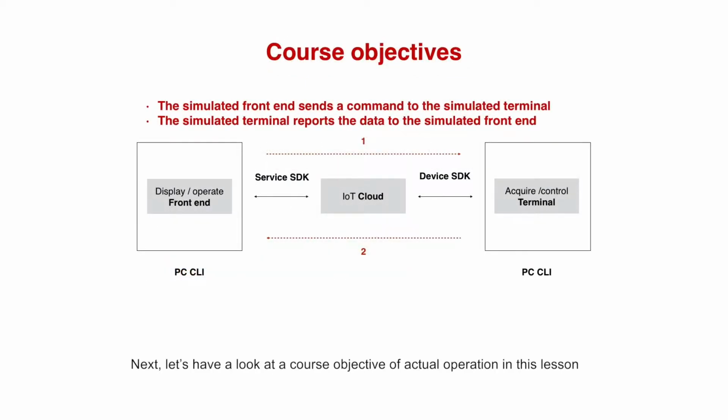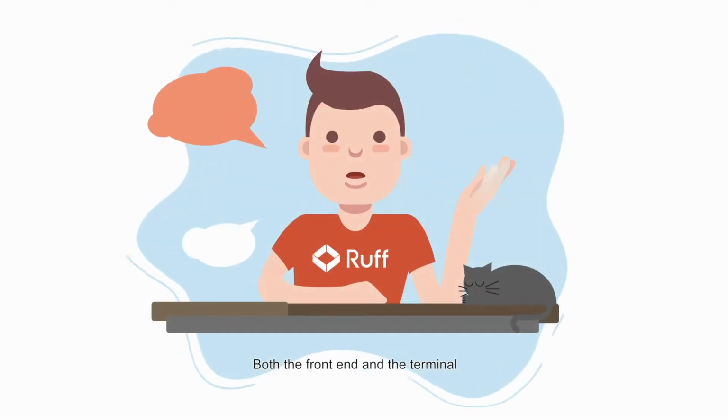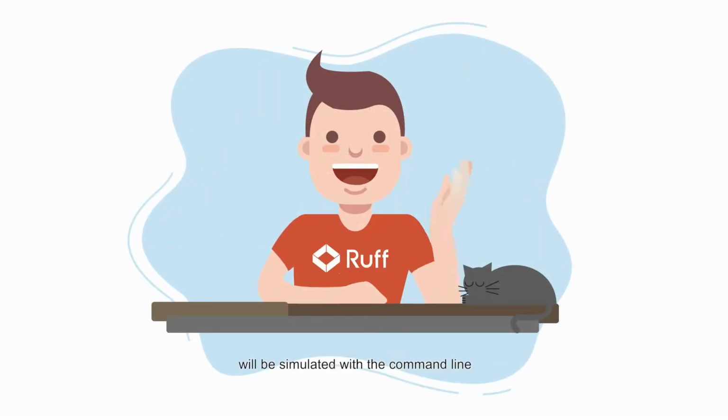Next, let's have a look at the course objective of actual operation in this lesson. We mainly need to finish two tasks. One is that the front end sends a message to the terminal, and the other is that the terminal reports the data. And finally, the data can be displayed at the front end. Both the front end and the terminal will be simulated with the command line.